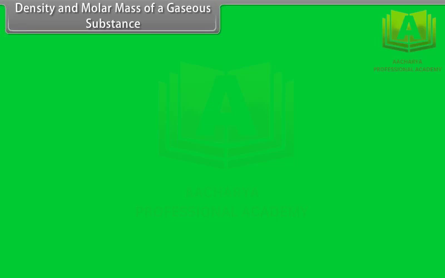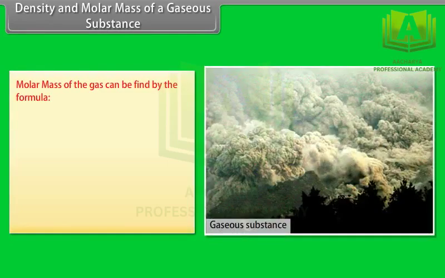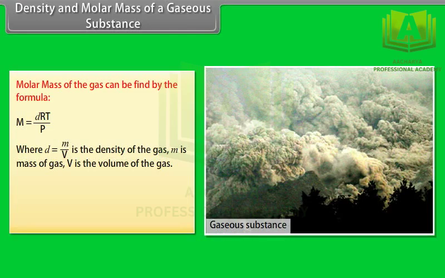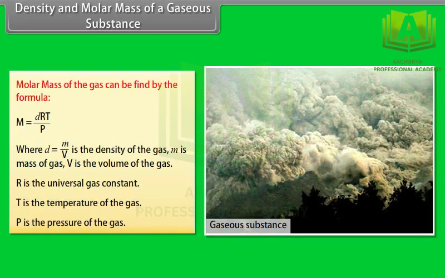Density and molar mass of a gaseous substance. The molar mass of the gas can be found by the formula M is equal to D R T by P, where D is equal to M by V is the density of the gas, M is the mass of the gas, V is the volume of the gas, R is the universal gas constant, T is the temperature of the gas, and P is the pressure of the gas.